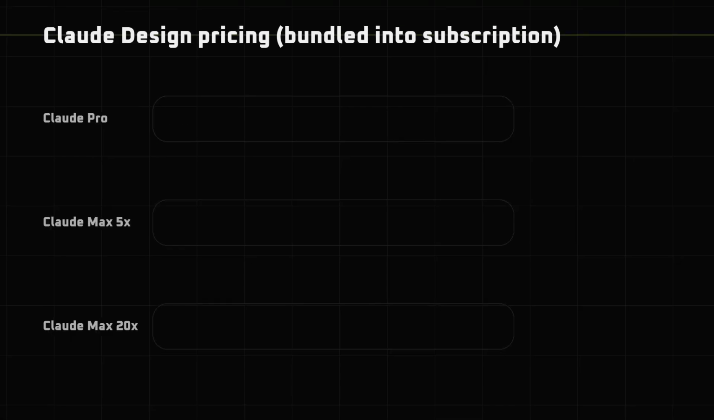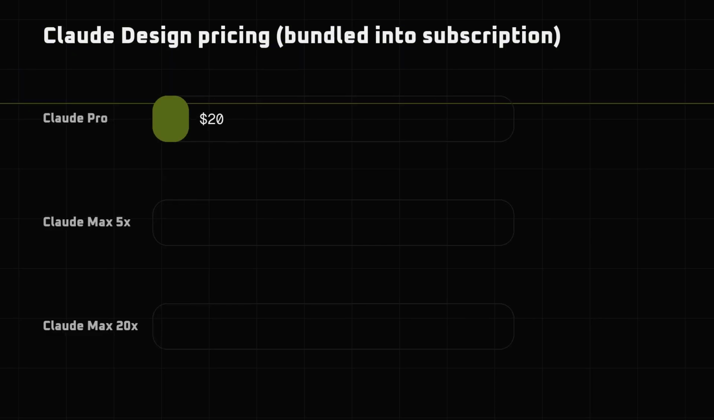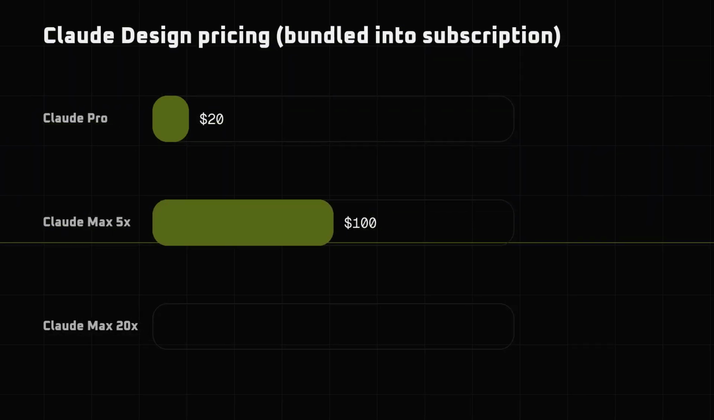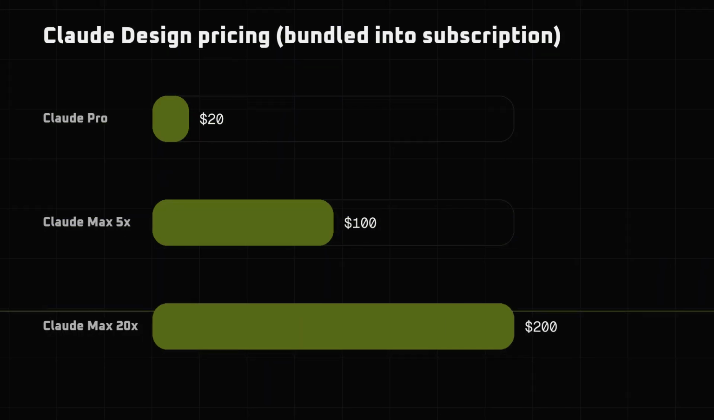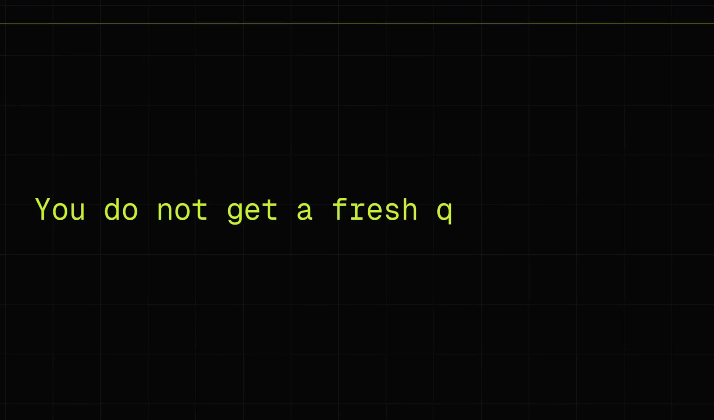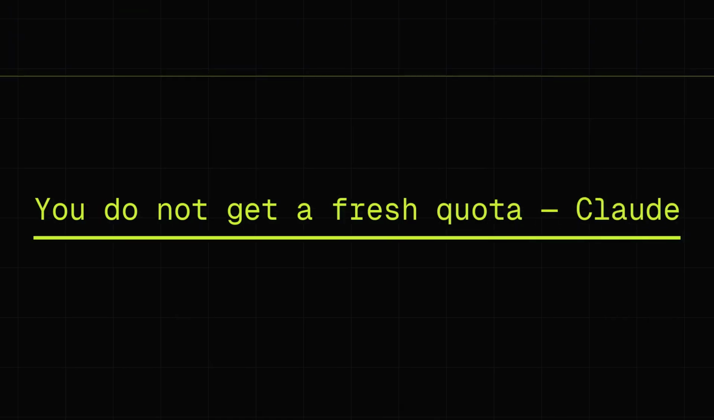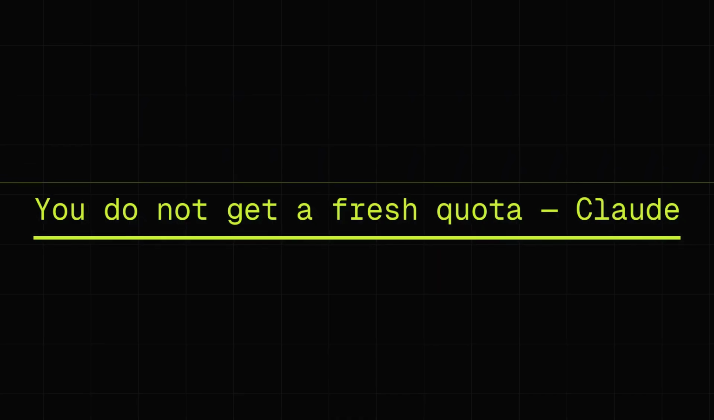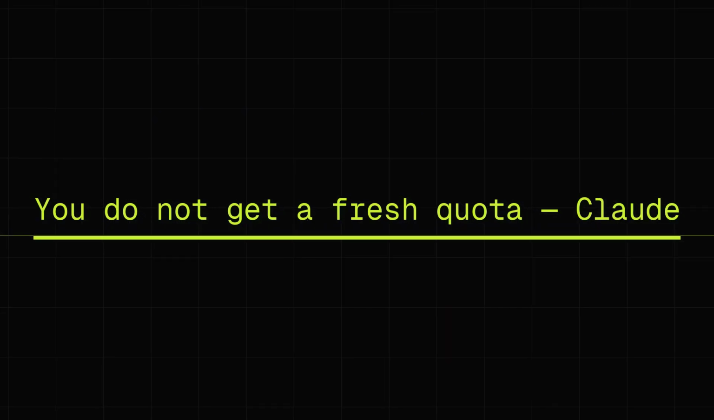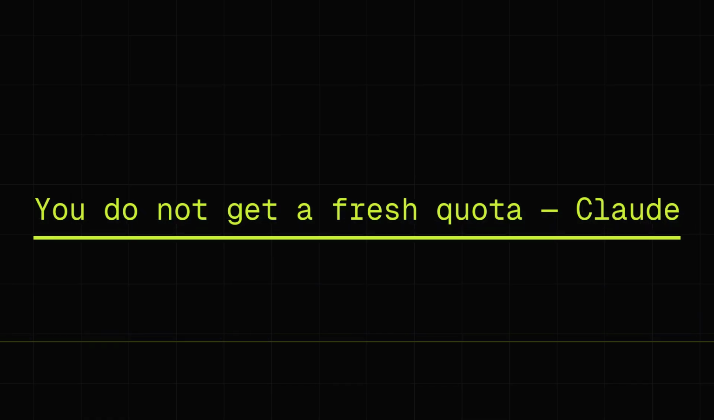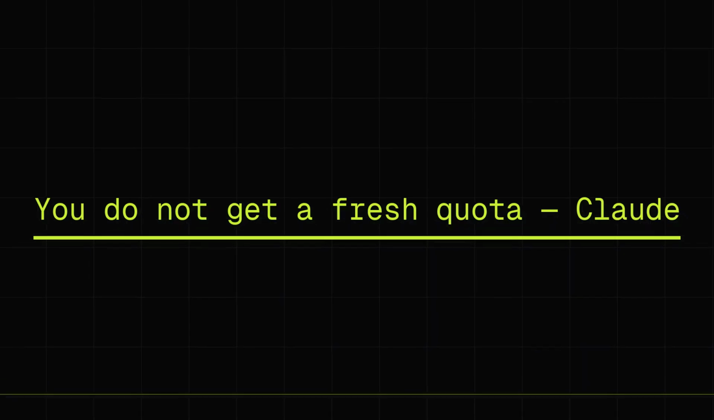There is no separate price tag. It is bundled into Claude Pro at $20 a month, Claude Max at $100 a month, or $200 a month for the higher tier. And that is the first problem. You do not get a fresh quota. Claude Design draws from your existing subscription usage limits, with an option to pay for extra usage that Anthropic does not put a number on. On Enterprise, an admin has to enable it in organization settings before anyone can touch it.